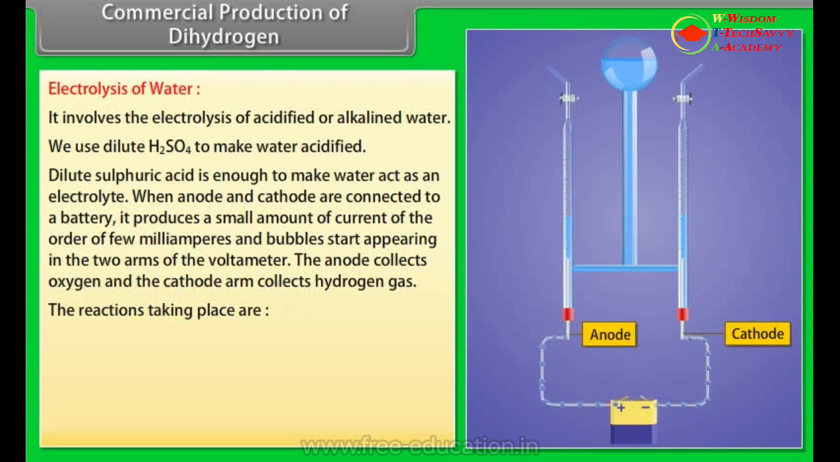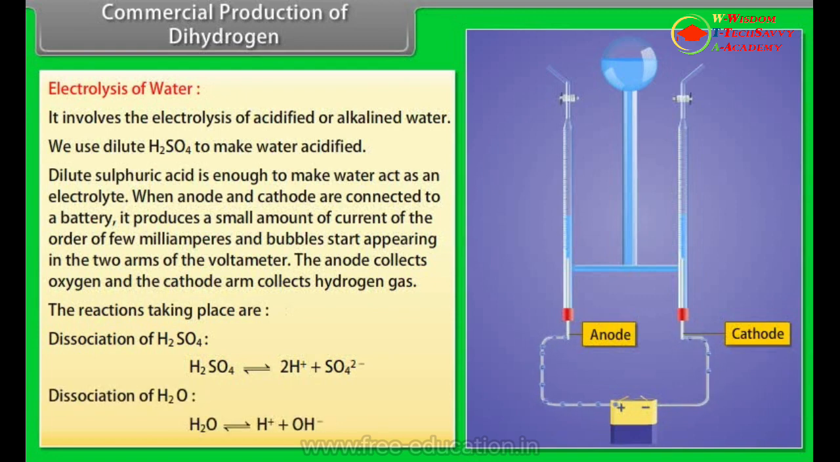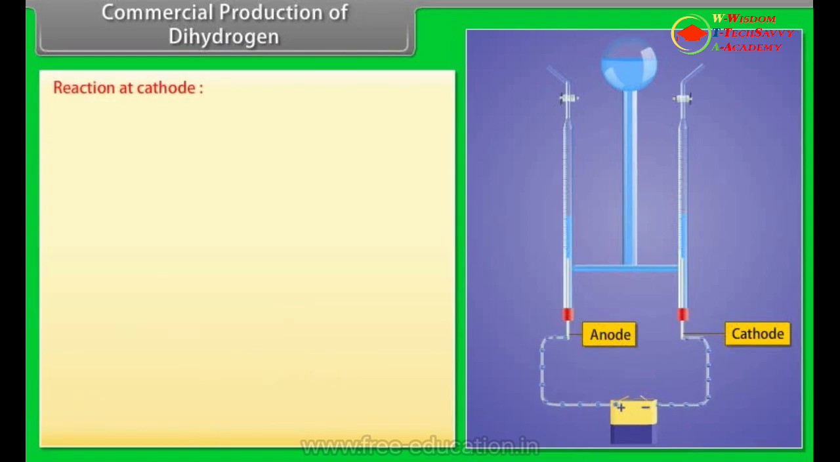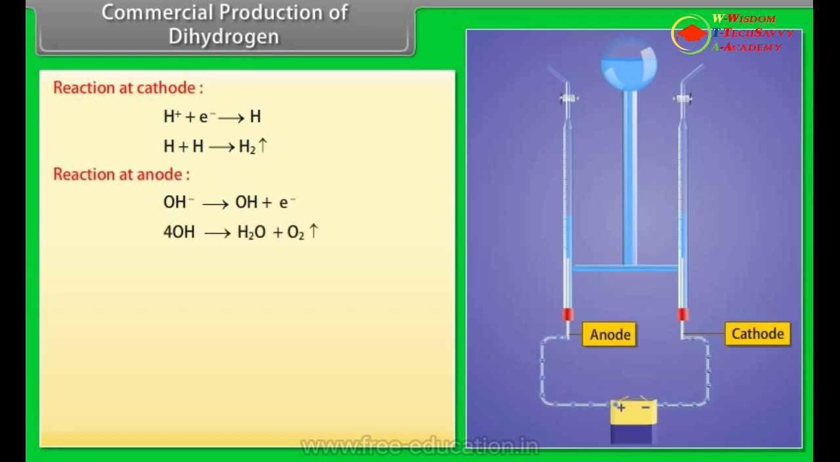The reactions taking place are: dissociation of H2SO4, H2SO4 gives 2H+ plus SO4 2-. Dissociation of H2O, H2O gives H+ plus OH-. Reaction at cathode: H+ plus electron gives H. H plus H gives H2. Reaction at anode: OH- gives OH plus electron. 4OH gives 2H2O plus O2. Overall reaction: 2H2O gives 2H2 plus O2.